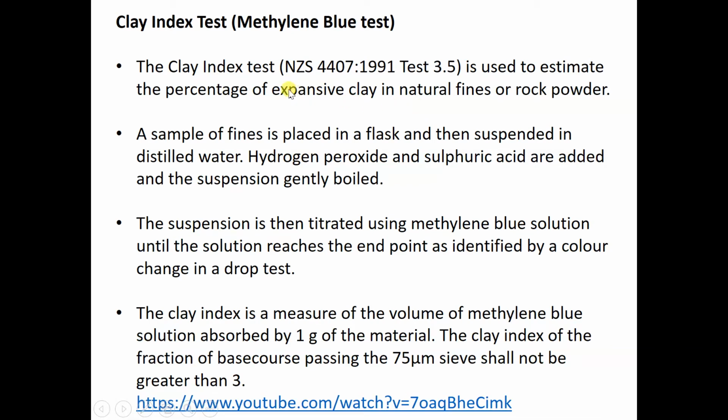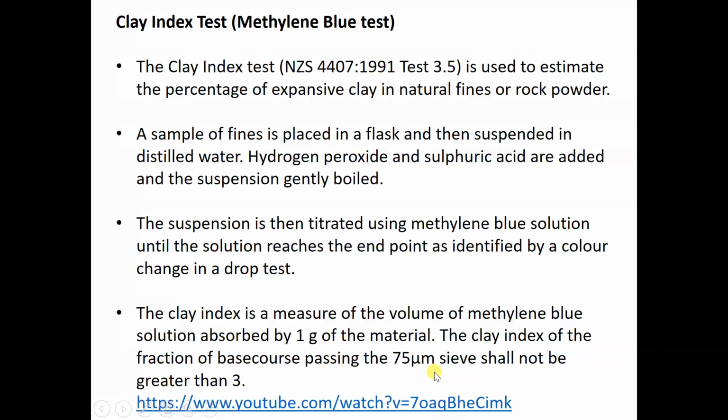So the clay index test is used to estimate the percentage of expansive clay in natural fines or rock powder. The sample of the fines is placed in a flask, suspended in still water and hydrogen peroxide. Then the suspension is titrated using a methylene blue solution until the solution reaches the end point. The clay index is a measure of the volume of methylene blue solution absorbed by 1 gram of material.